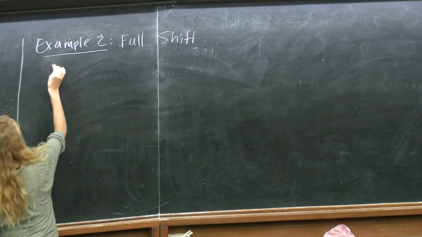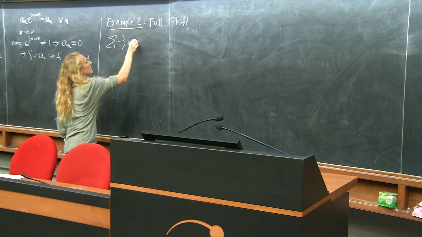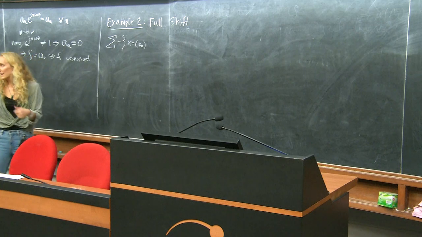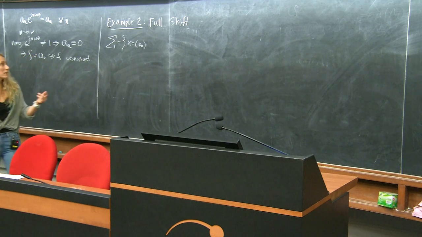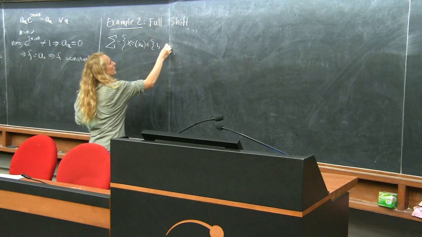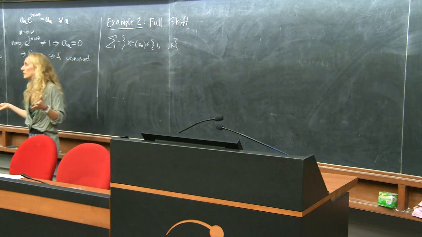So consider the set of sequences. These are infinite sequences. Everything I say is also true for one-sided, but I'm just going to assume we have two-sided sequences. And each coordinate of the sequence comes from some alphabet of k letters. I'm just going to denote them by numbers, 1 through k.